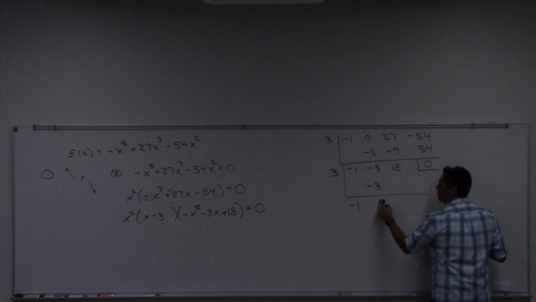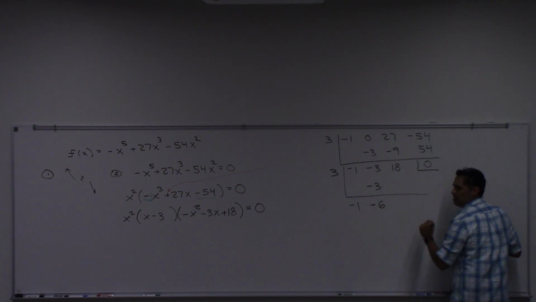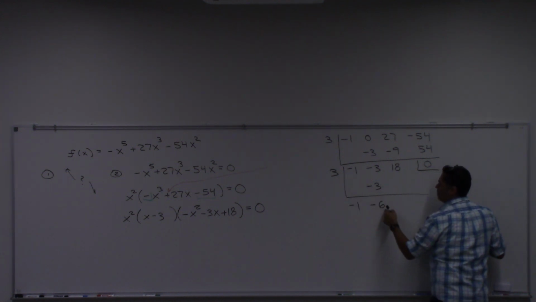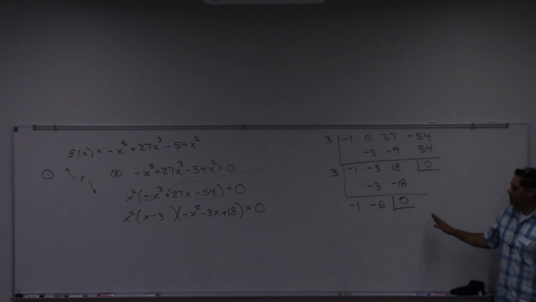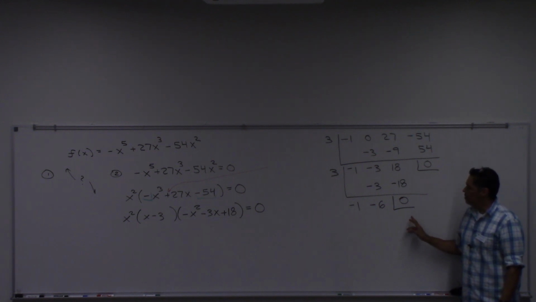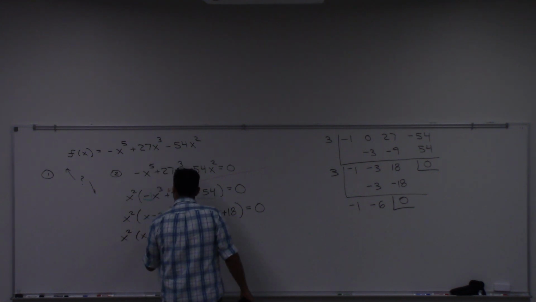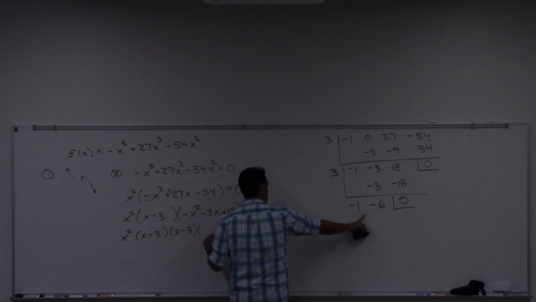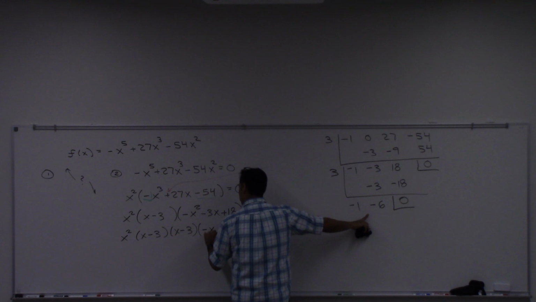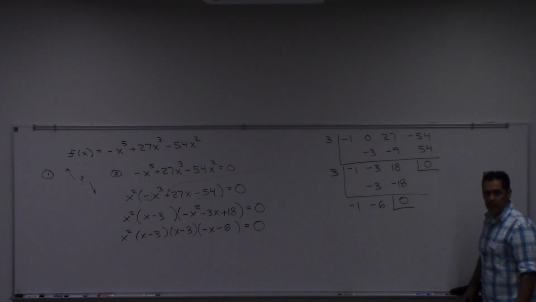-3, what's this? Negative, we're adding. -6, careful. -18, 0. See? So that works, which tells me that I have another x minus 3. And in the other parentheses, I have what? -x take away 6 equals 0. So that just defaults to x plus 6.